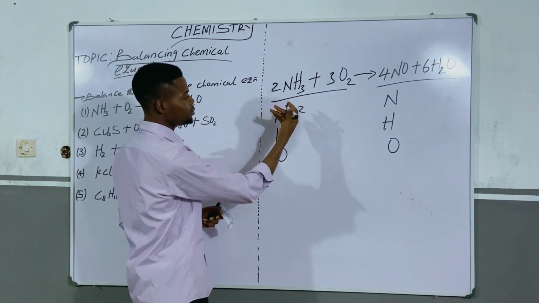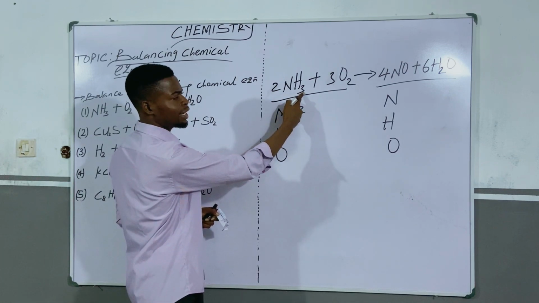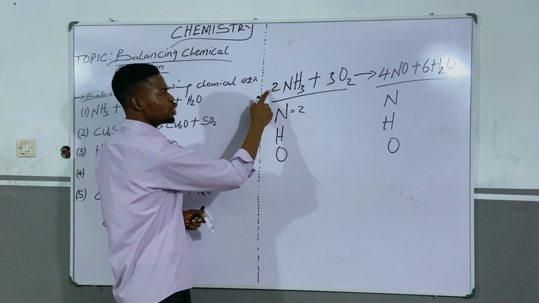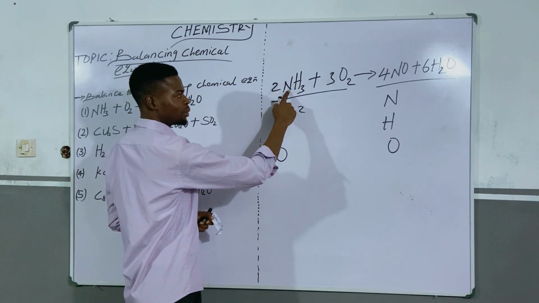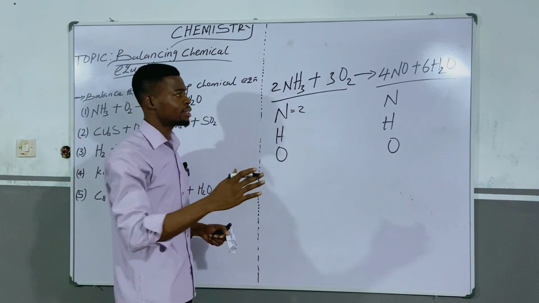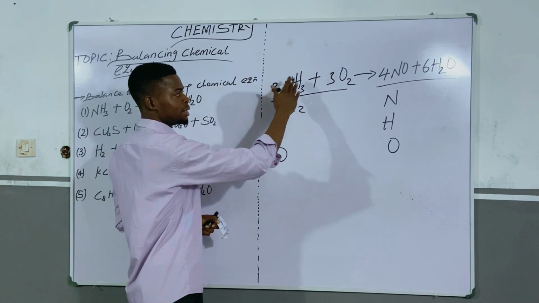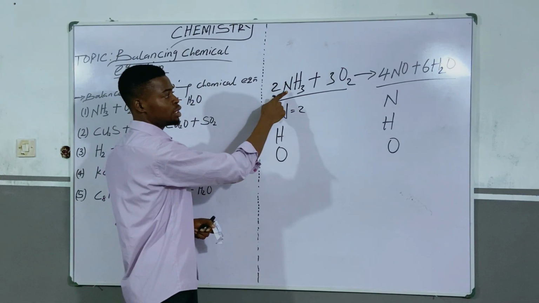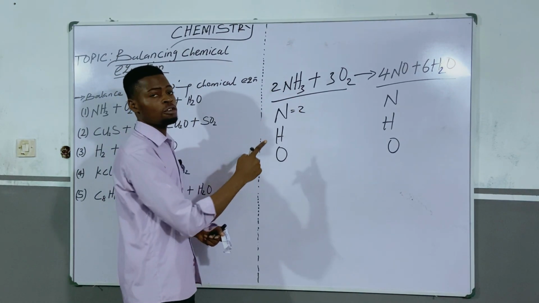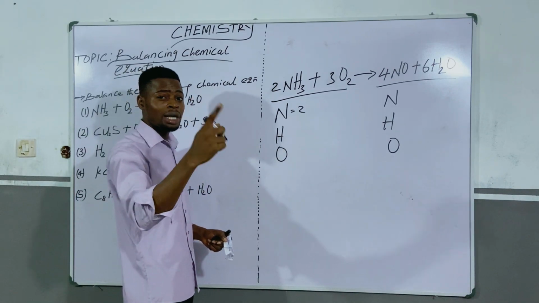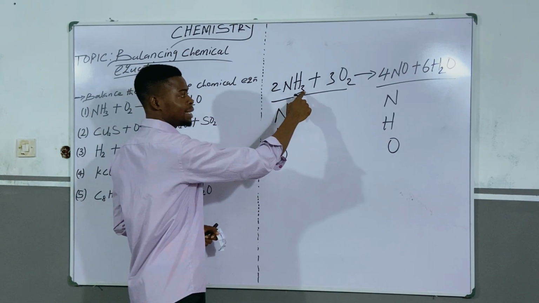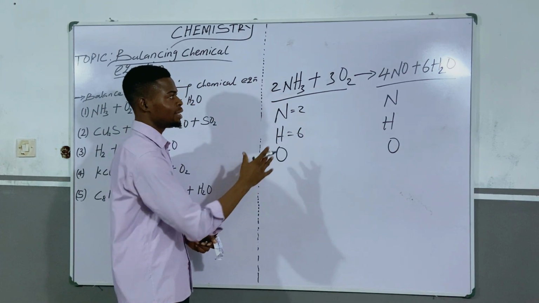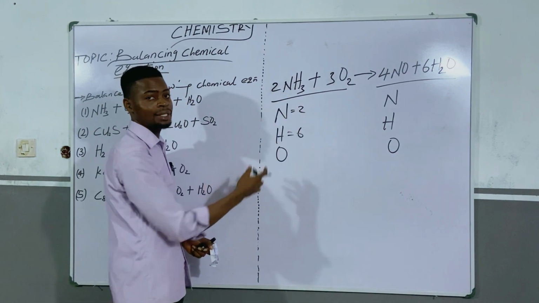Here for hydrogen, we have 3 as the subscript and 2 as the coefficient. Remember, this 2 goes for both nitrogen and hydrogen. When you have a coefficient, it applies to all the elements in the compound. This 2 is for nitrogen and also for hydrogen. So the total number of hydrogen here is 3 times 2, so we have 6. That is the total number of hydrogen in the reactants.